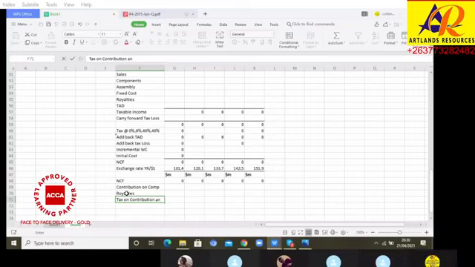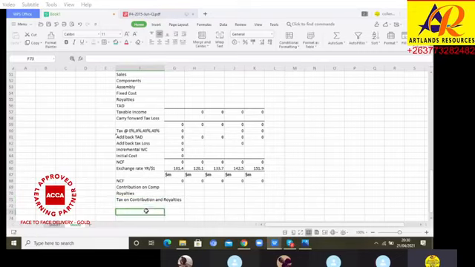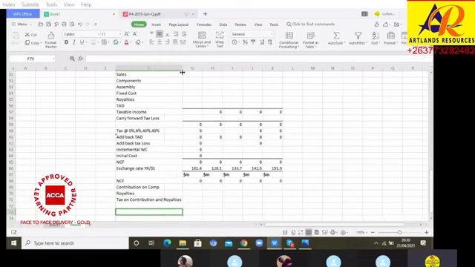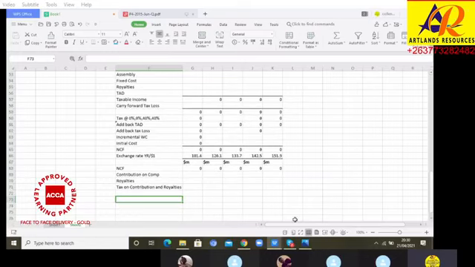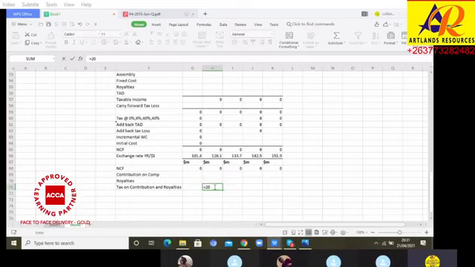And royalties. Tax on contribution and royalties. Are you not seeing I am constructing my workspace? Even if the examiner says time up, they know. So tax equals 20% times contributions and royalties. It's actually equals minus 20% because this is tax.